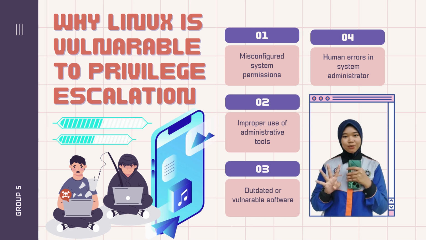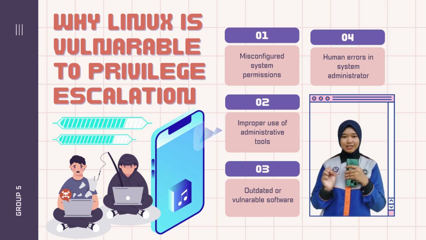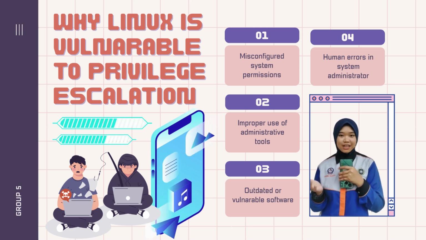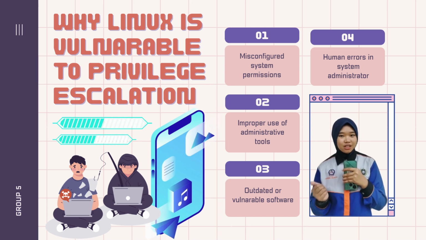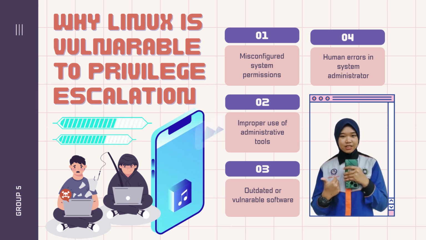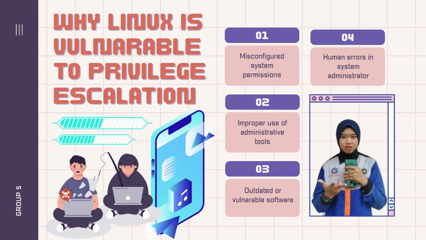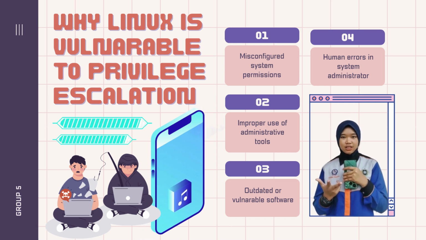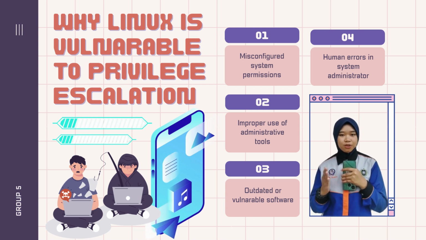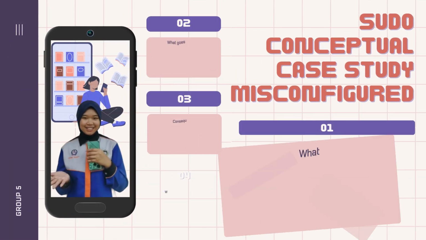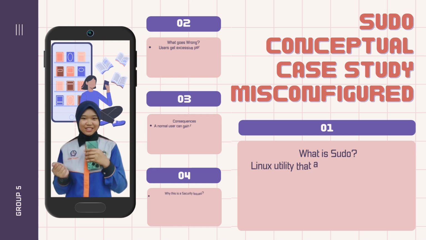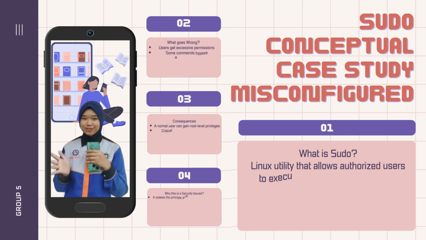Fourth, human errors by system administrators. Finally, human error plays a major role. Mistakes such as overly permissive configurations, weak security policies, or excessive trust in users can unintentionally create security loopholes. Next, I will focus on a conceptual case study involving misconfigured sudo.